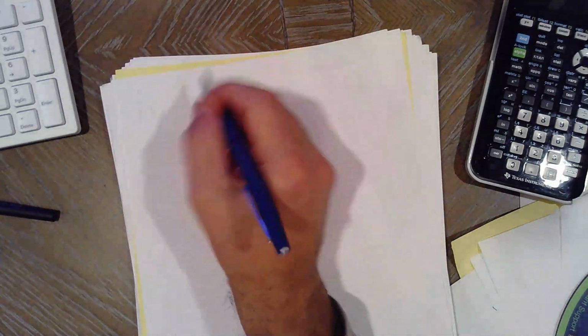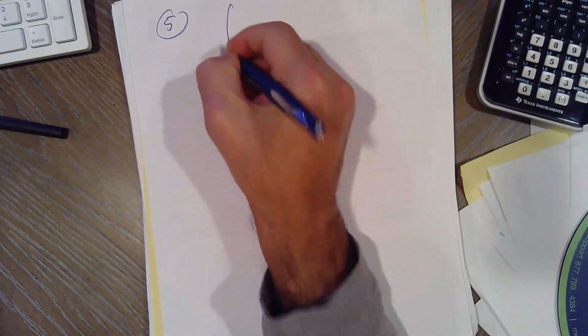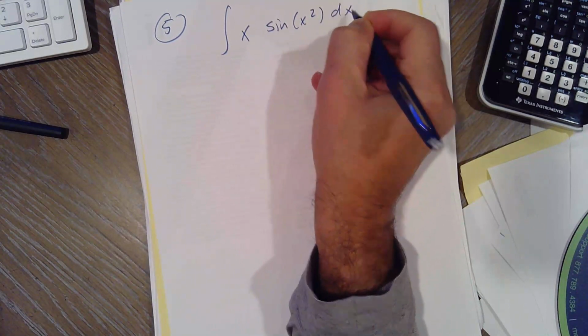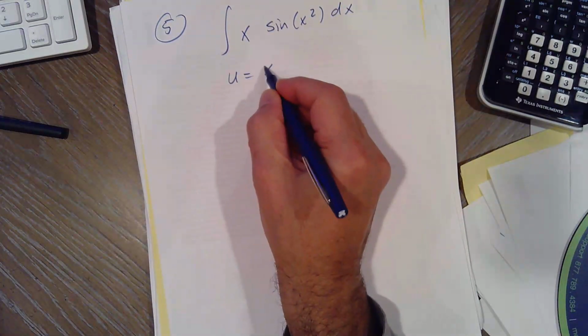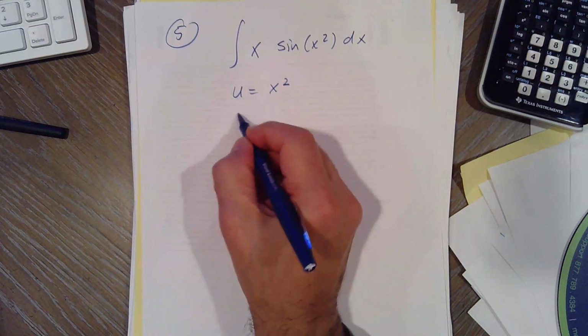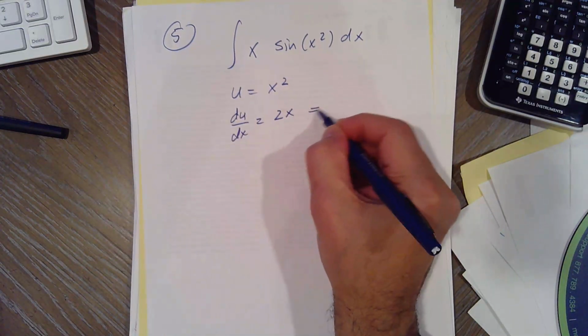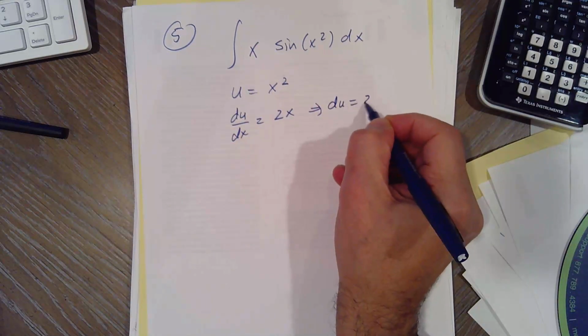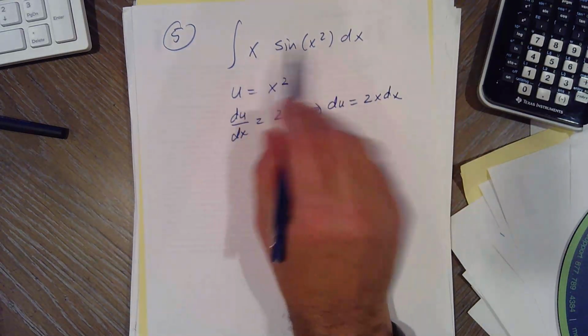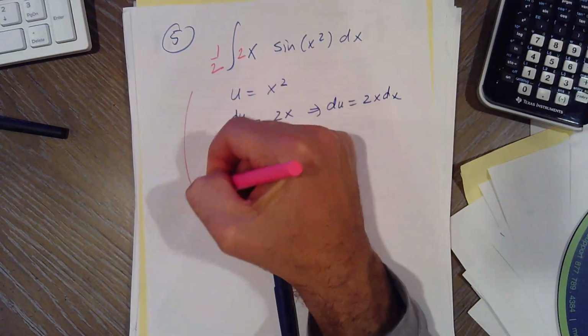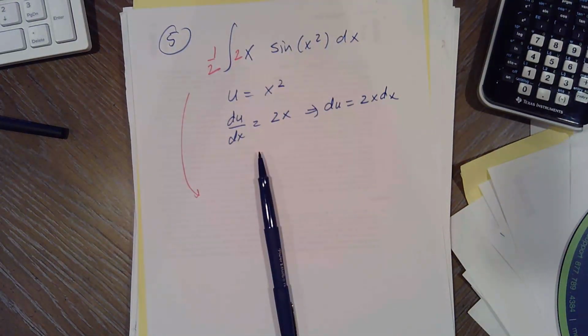Example 5, the integral of x sine of x squared dx. So we let u equal x squared. The derivative of u with respect to x is 2x. That means du is 2x dx. We already have x dx. We need a 1/2 to make up for that.